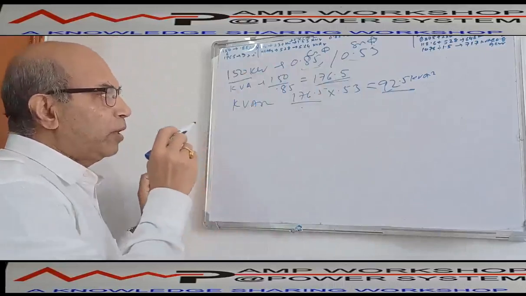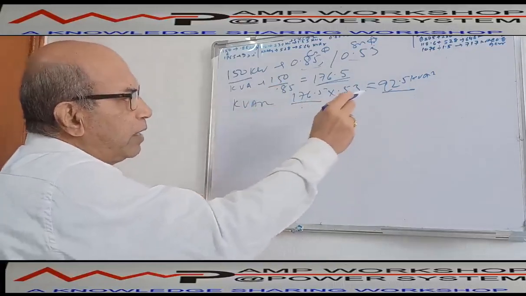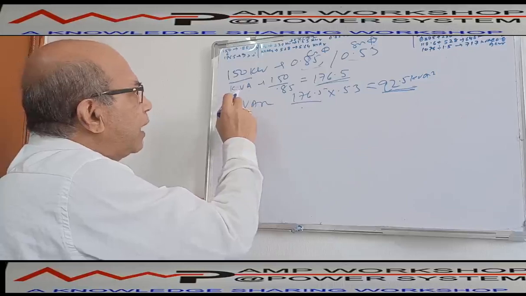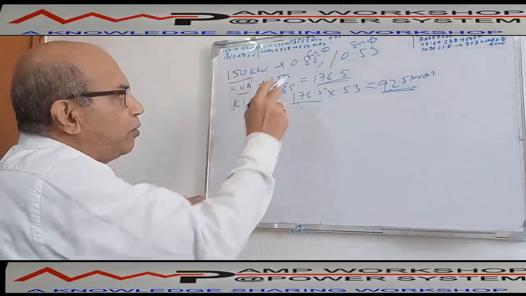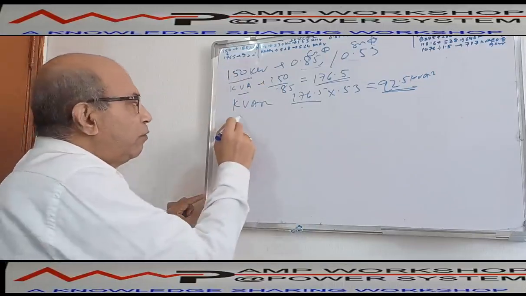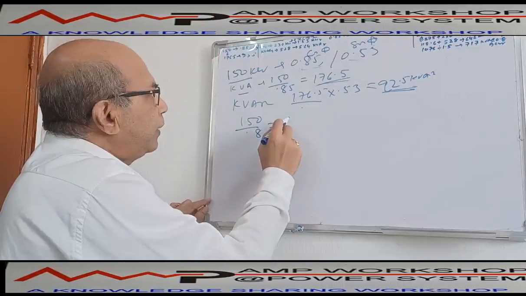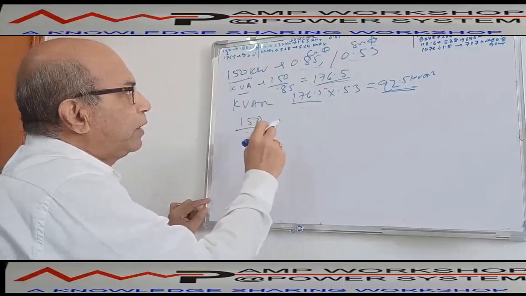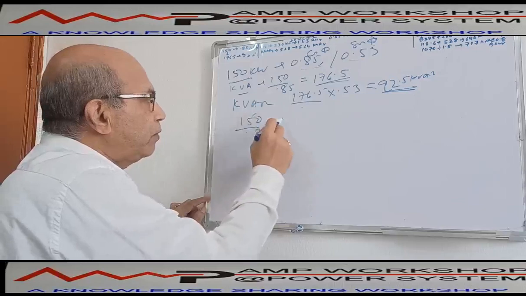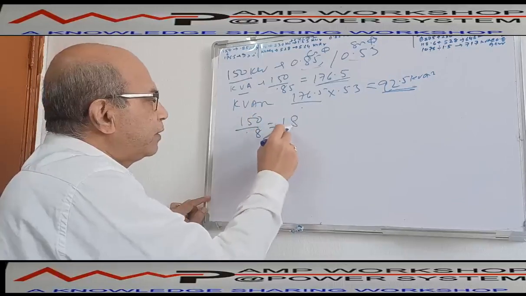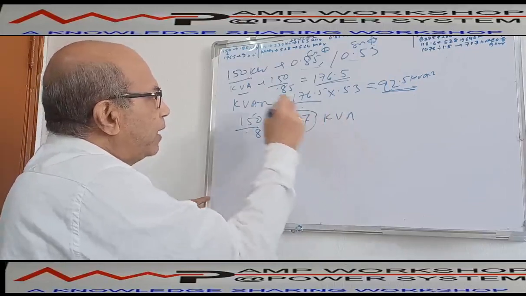Now, from the running point of view, what is the generator size that we can easily calculate? We can calculate the generator which can cater this amount of kVAR and this amount of kilowatt. If we consider a generator of 0.8 power factor, then 150 kilowatt divided by 0.8 equals how much? We are considering only the running condition. So for running purpose, about 187 kVA from the kilowatt point of view.